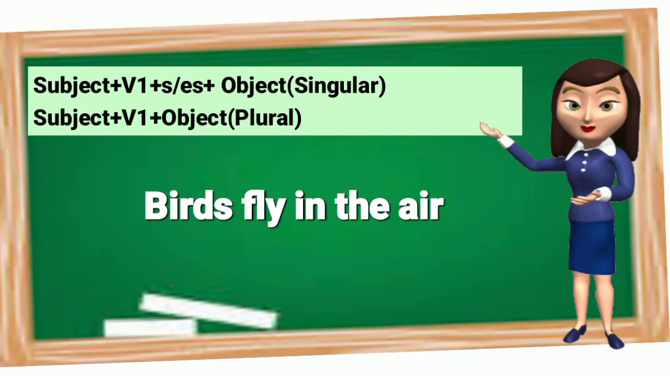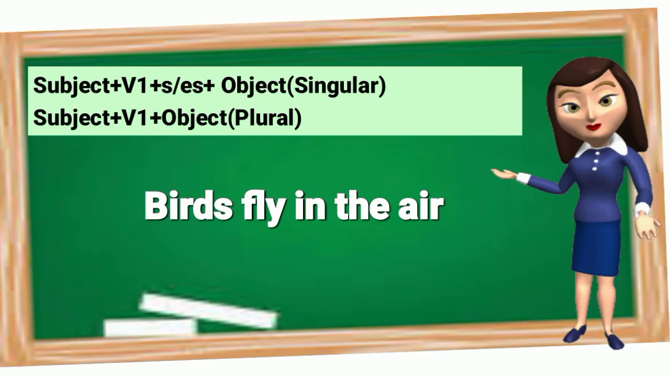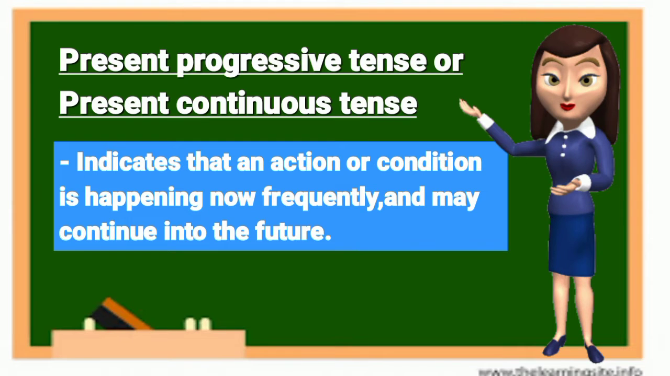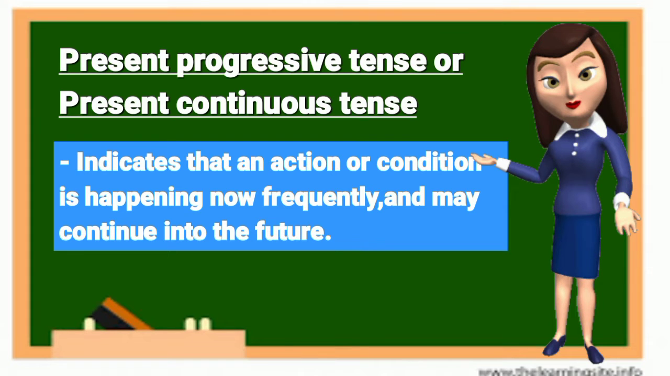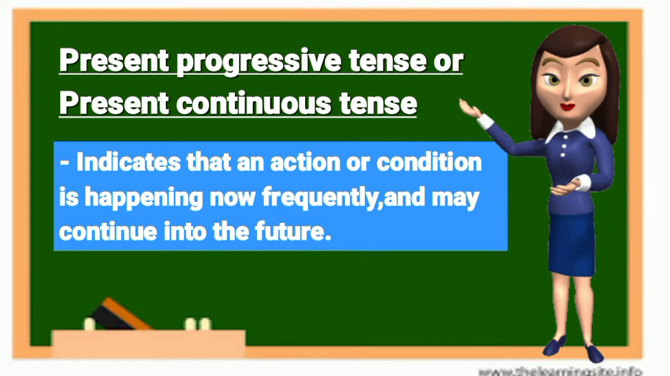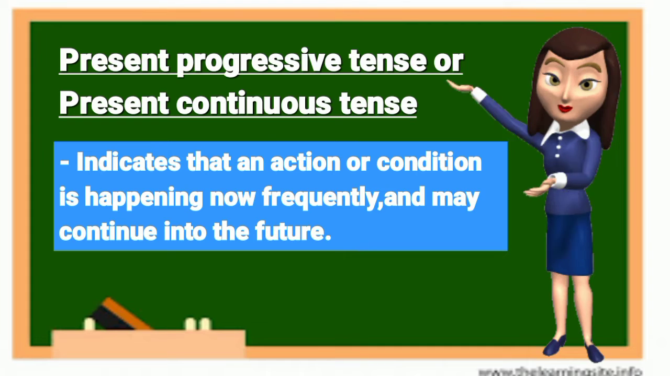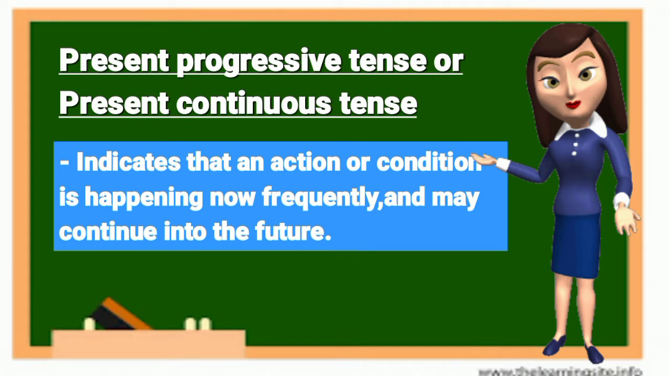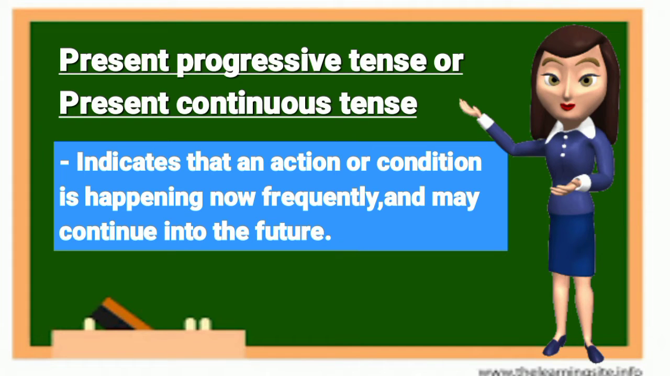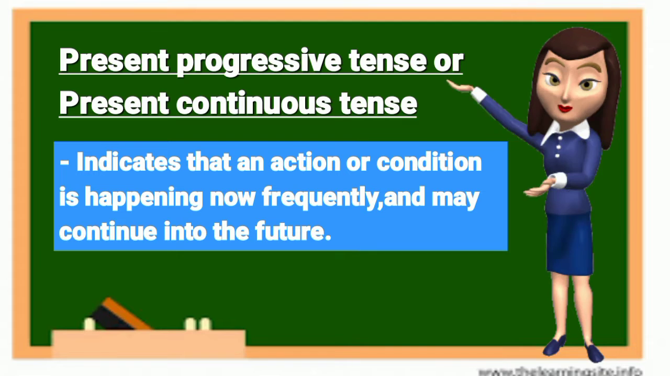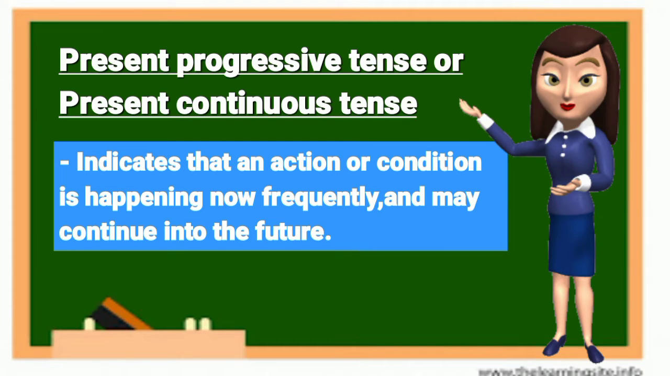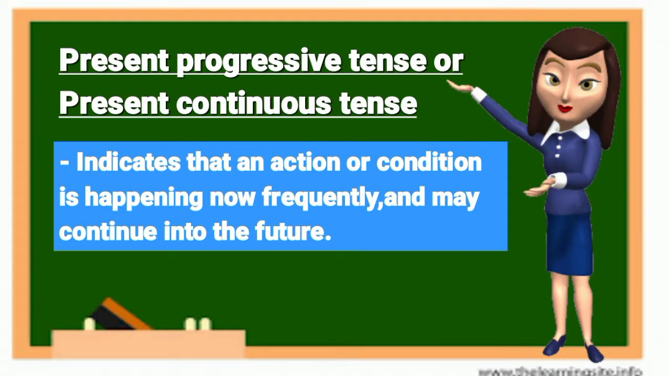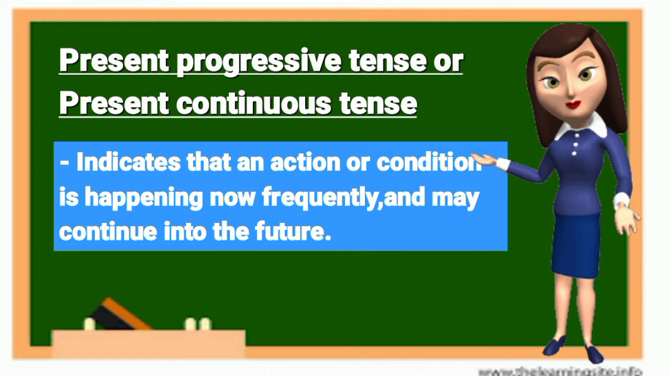The next tense is present progressive tense or present continuous tense. It indicates that an action or condition is happening now, frequently, and may continue into the future. So this means happening now. The action is happening now, and frequently, and may continue into the future. For us to understand what present progressive tense or present continuous tense is, here are the examples.